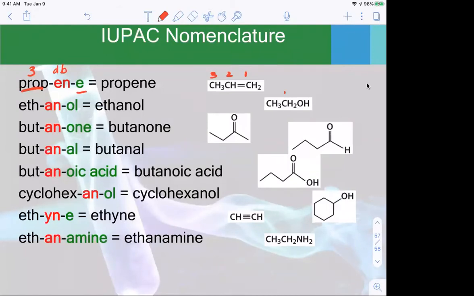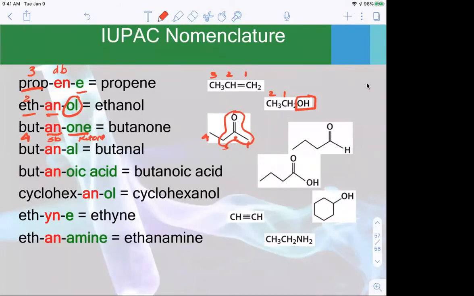Here I have 1, 2. That gives me the eth. This means it's all carbon single bonds. And then the -ol means I have the alcohol. This guy here, 1, 2, 3, 4, has 4 carbons. Again, they're all single bonds, but this is my ketone, which is really right here.